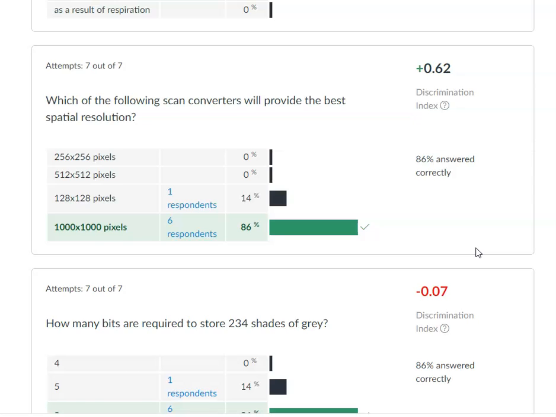Next, which of the following scan converters will provide the best spatial resolution? Most pixels provides the best spatial resolution. So the answer is 1000 by 1000, which is the most pixels.